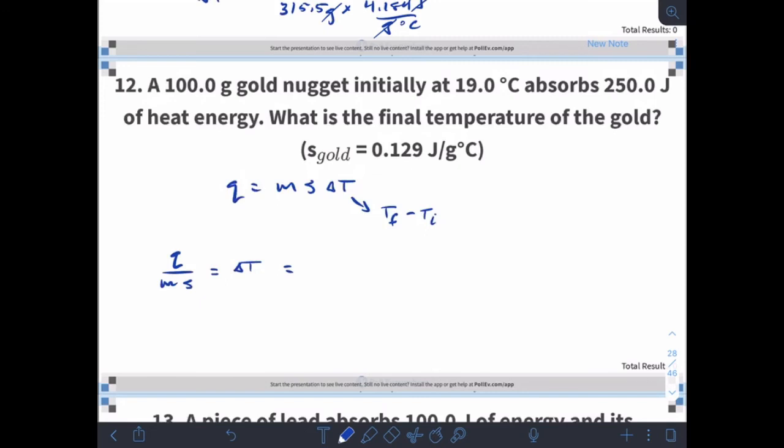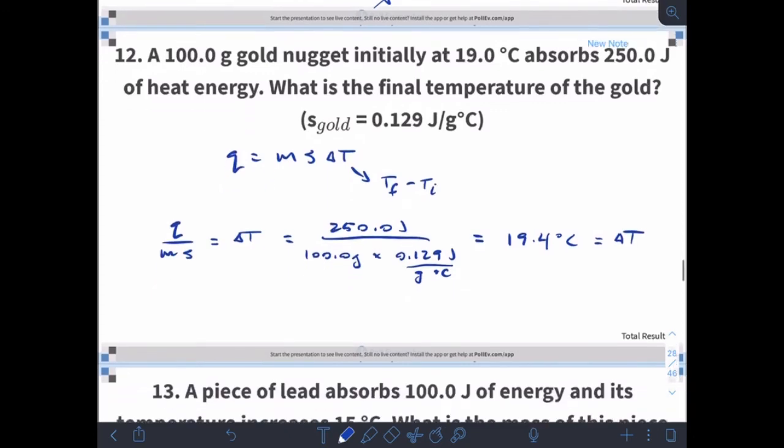So we have 250 joules, that's our Q, and our mass was 100 grams. And we're given the S of gold, which is 0.129 joules per gram degrees C. Okay, so we'll find out that our change in temperature, our delta T, is 19.4 degrees Celsius. That's our change. That's not the final temperature. That's the change in temperature.